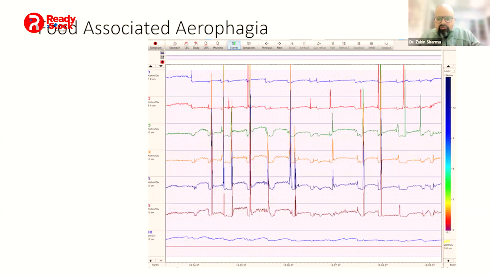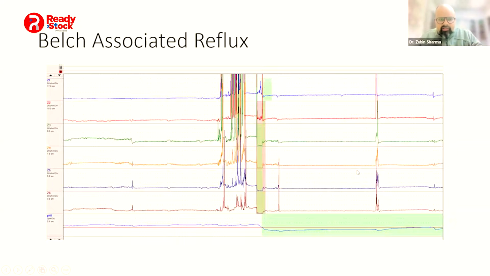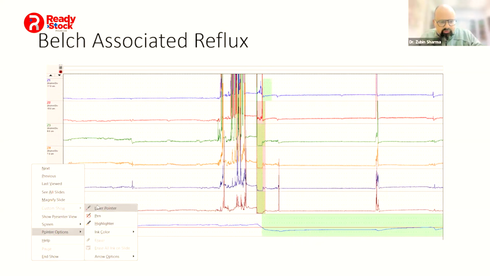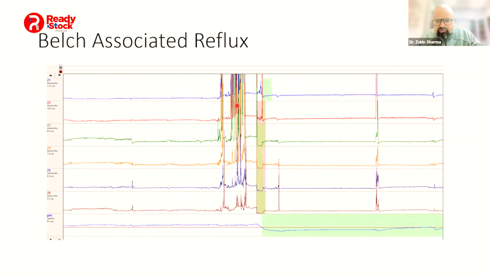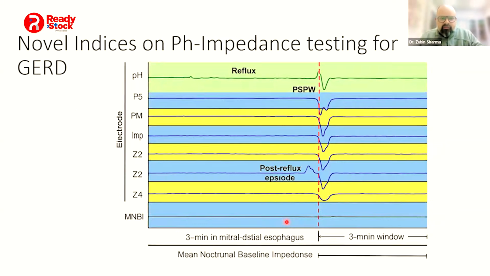This is food-associated aerophagia. The patient swallows and then belches. This is a belch reflex. Because you can see this is belching, the impedance is going up. Whenever there is a belching, there's always a reflux happening at the same time. So the first one, let me point with the laser pointer here, is a belch at this point, and this is a reflux after the belch. So belching-associated reflux.